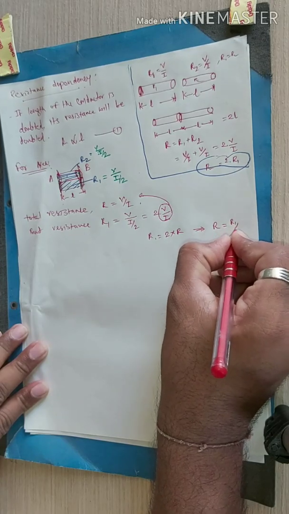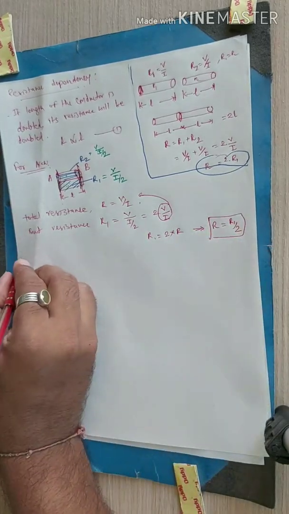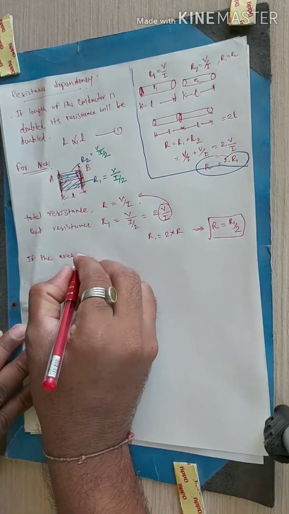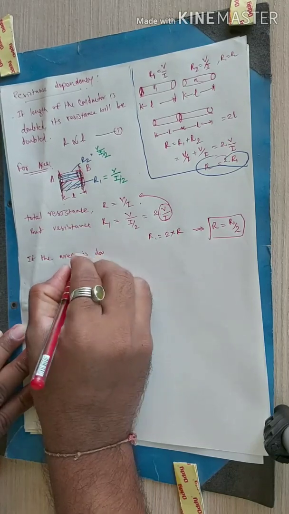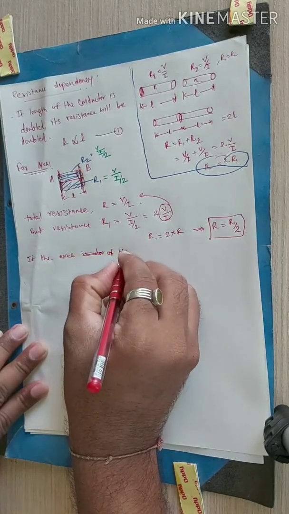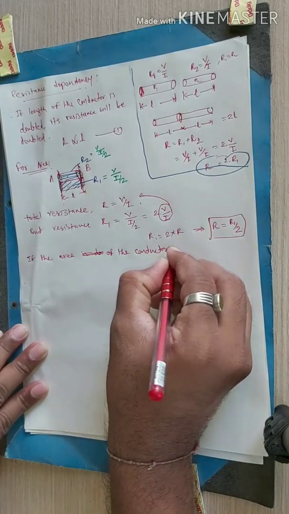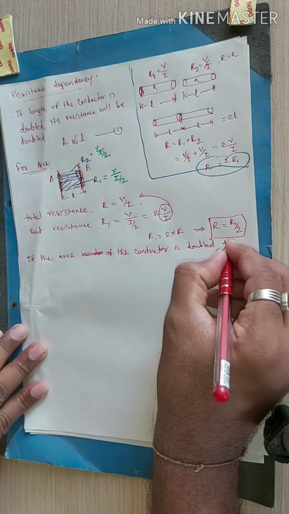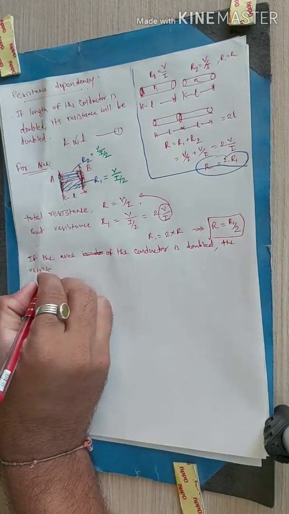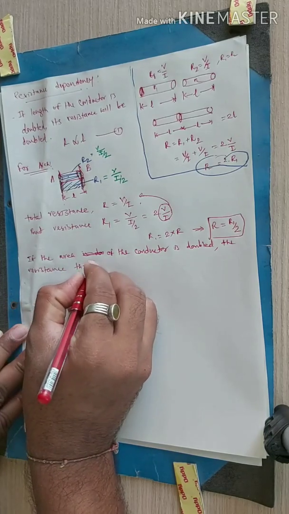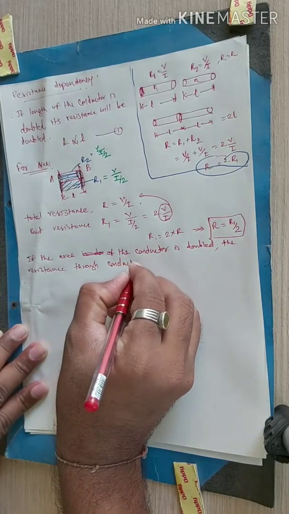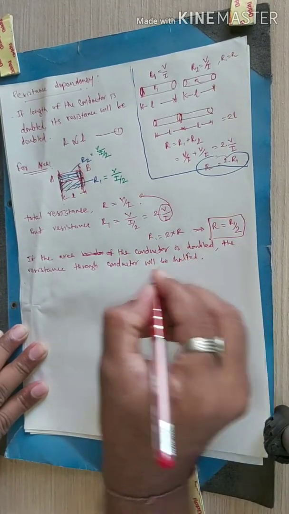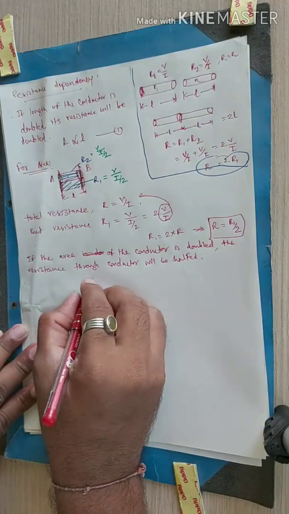So if the area of the conductor is doubled, the resistance of the conductor will be half. So R is proportional to 1 upon A. This is our equation 2.